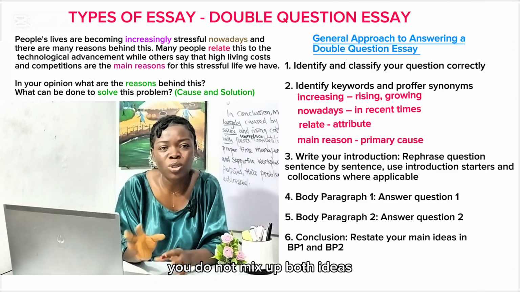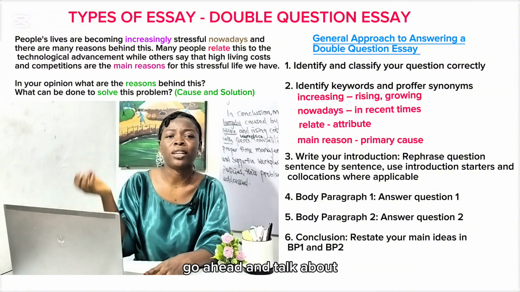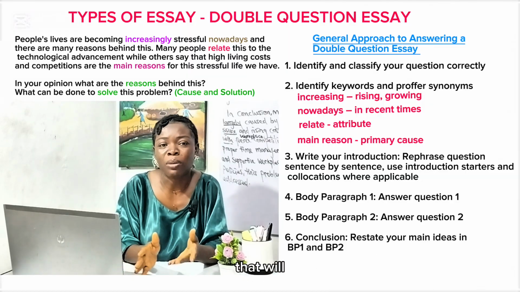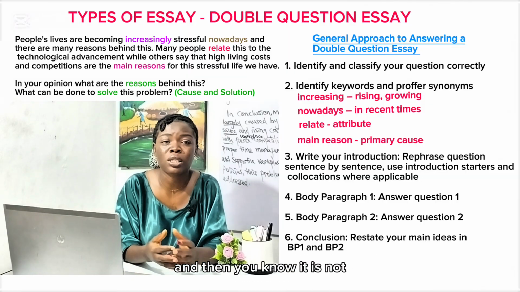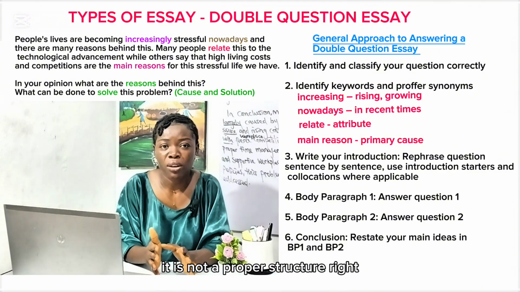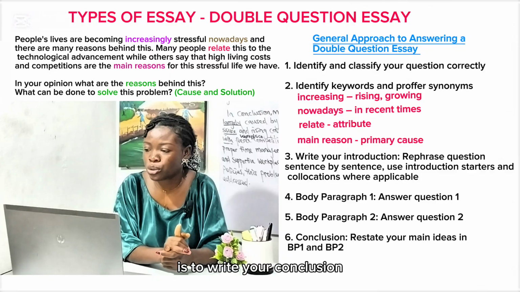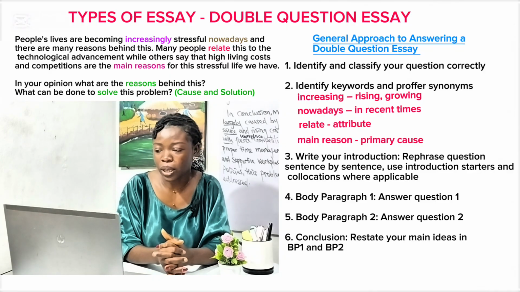You do not mix up both ideas. You don't talk about cause and effect in body paragraph 1, then go ahead and talk about cause and effect in body paragraph 2 too. No. That can literally leave your examiner confused, and then it is not a proper structure, right? So then after doing that, the next thing you do is to write your conclusion, right?